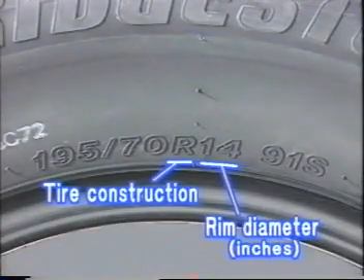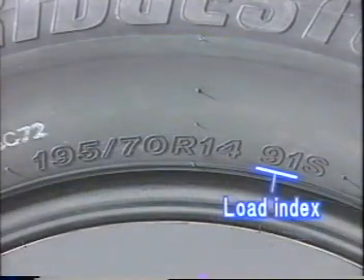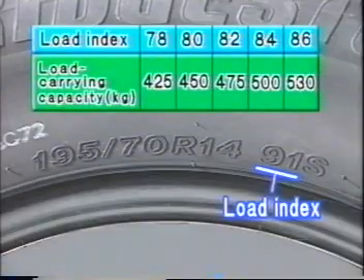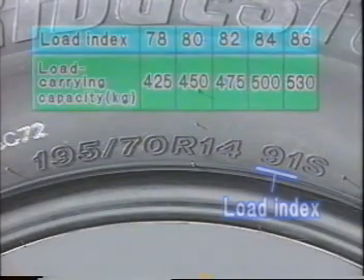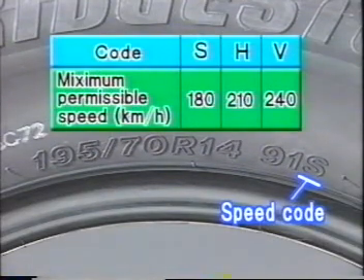The letter R indicates the tire structure. In this case, the tire is a radial ply type. 14 shows that the tire fits a 14-inch diameter rim. 91 is a load index, showing the maximum permissible load for one tire. The letter S at the end is a symbol representing the maximum permissible speed.